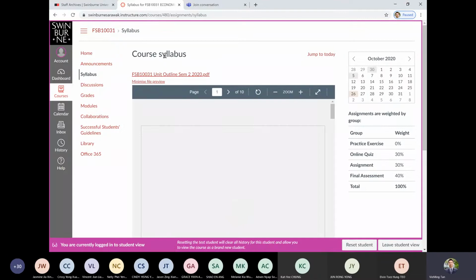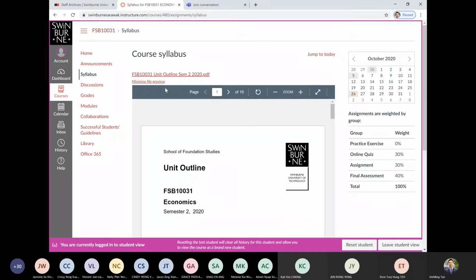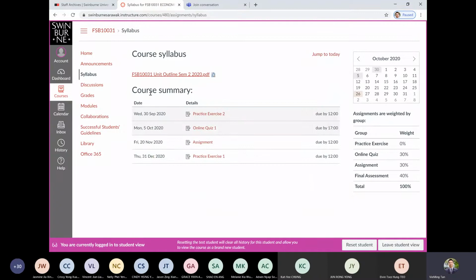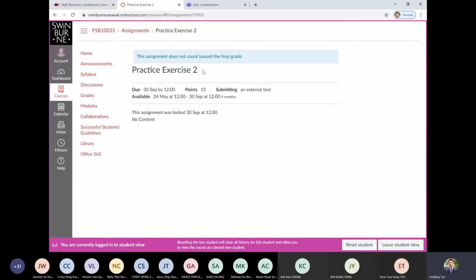The first part of this is the course syllabus, the UNIA Online. The second section is the course summary. So if you want to try the practice exercise 2, you can just click on this. The instruction will be the same, and it also informs you that this practice exercise is not counted in your final grade. So you can try as many times as possible. Don't worry, it's for you to practice.